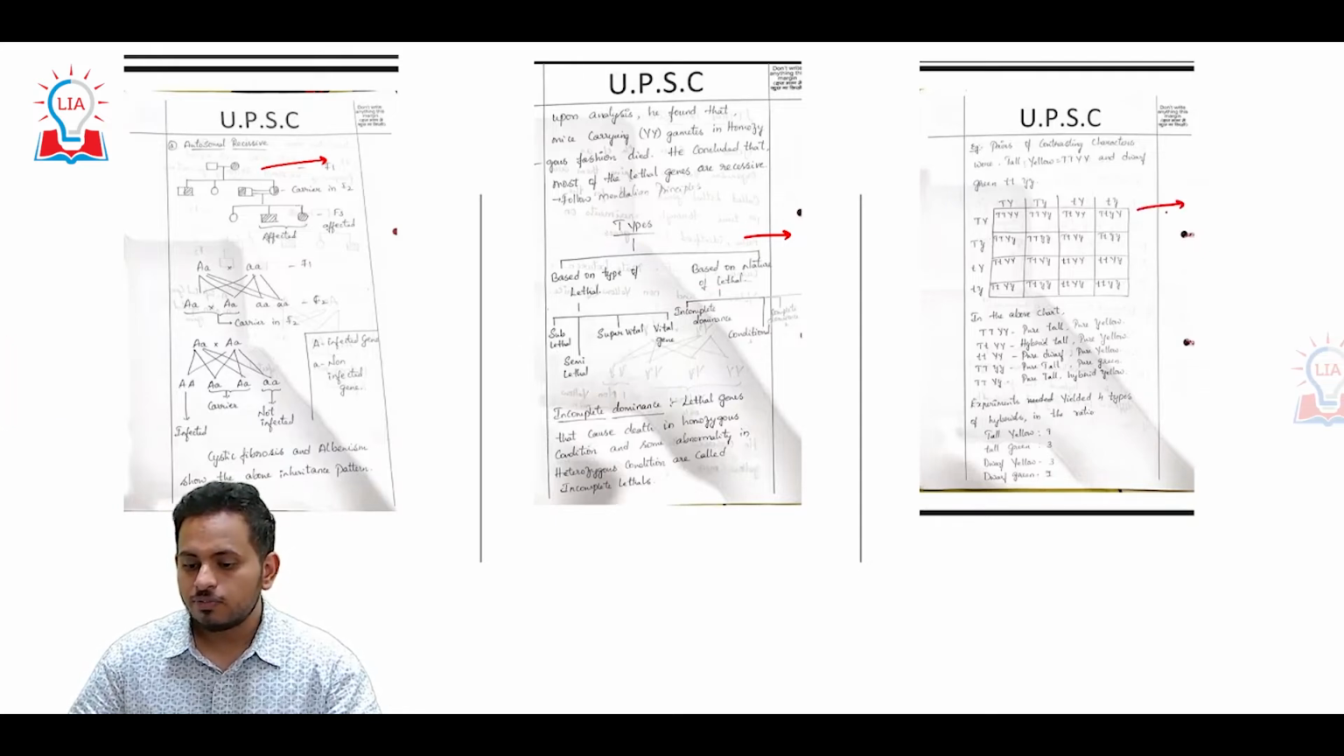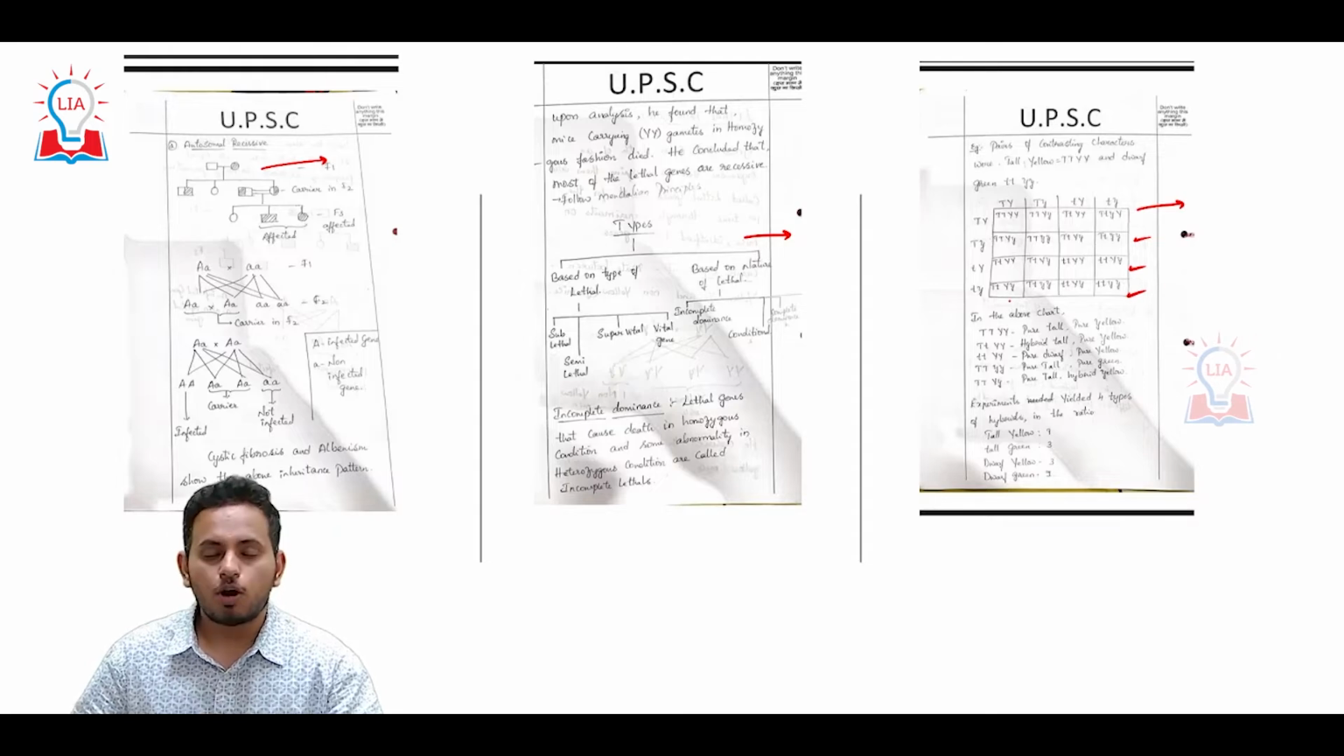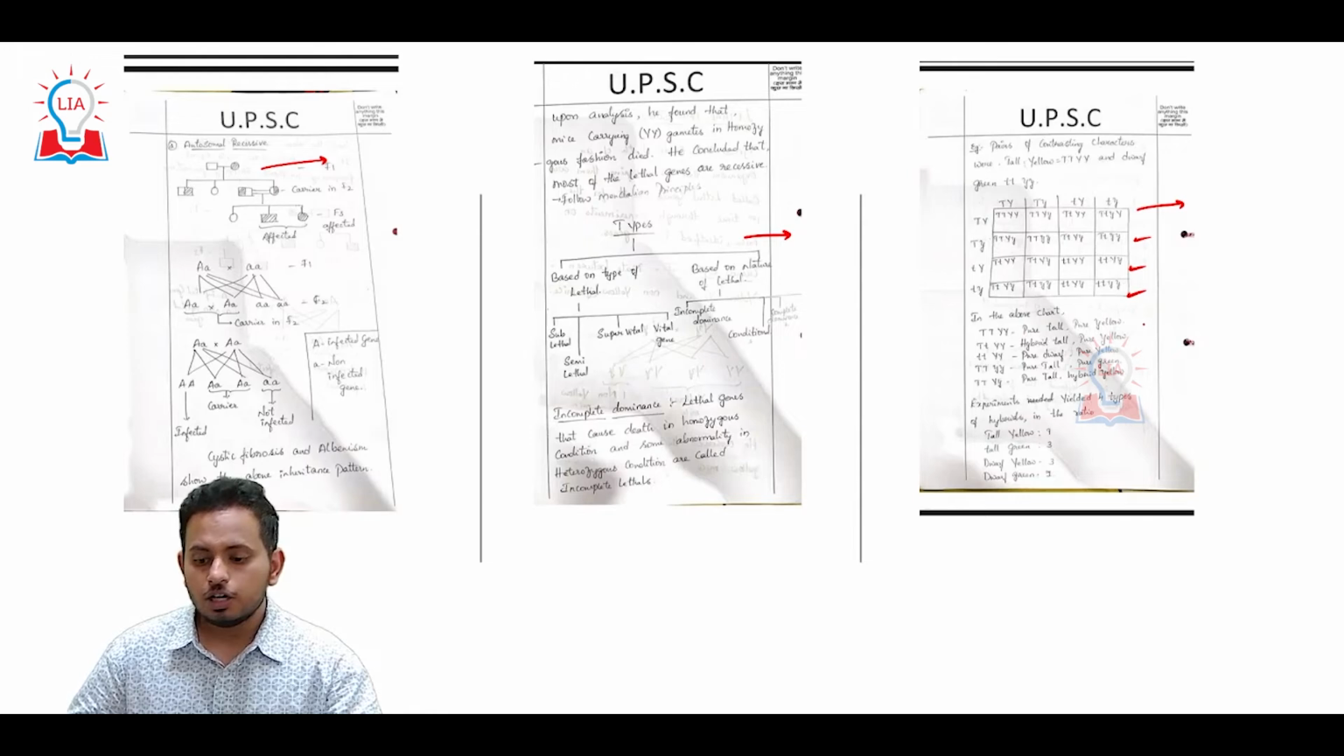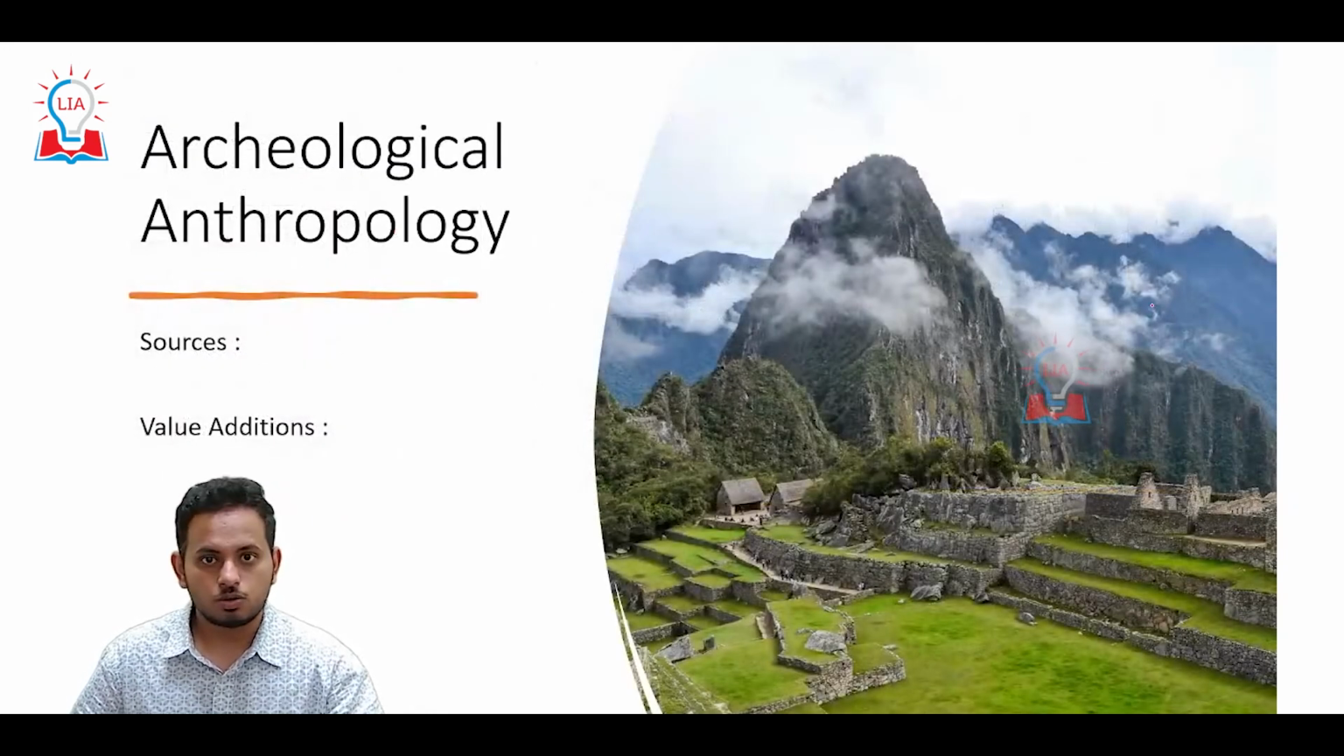When we talk about biological anthropology, these are some of the things that you should have: the box kind of structure and representation, and also the table kind of format. You should have all these in your notes.